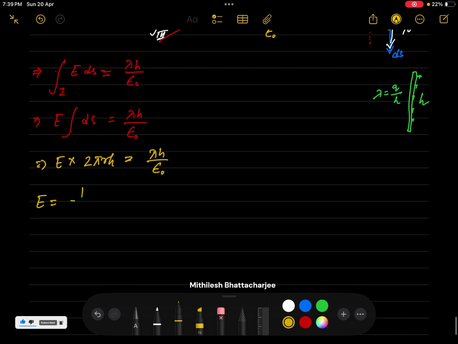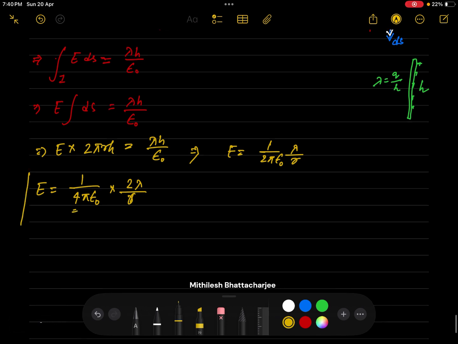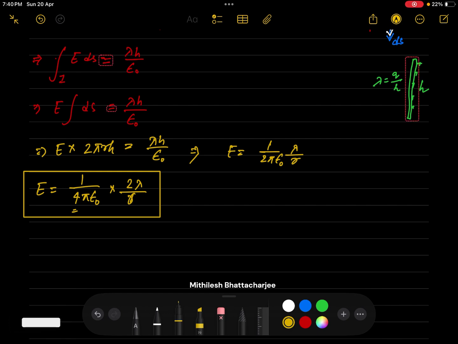Fine. So E will be how much? E will be 1 by 4 pi epsilon naught into 2 lambda by r. Because E is equal to 1 by 2 pi epsilon naught lambda by r. Just put the 2 multiply on this side. So 1 by 4 pi epsilon naught 2 lambda by r. So this is the electric field intensity of the infinitely long charged wire, where lambda is the linear charge density.